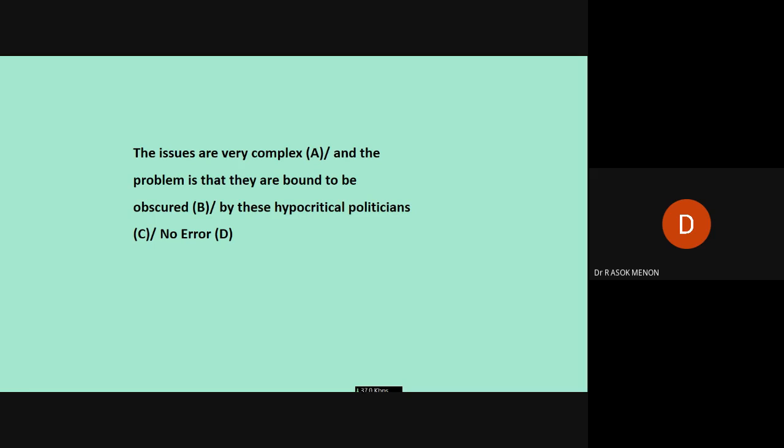Here the issues are very complicated, not complex. Complex is wrong. What do we say? Complicated. Okay, the answer is complicated. Okay, the issues are very complicated. When it is difficult to solve a problem, we say it is complicated. We don't say it as complex. When do we use complex?